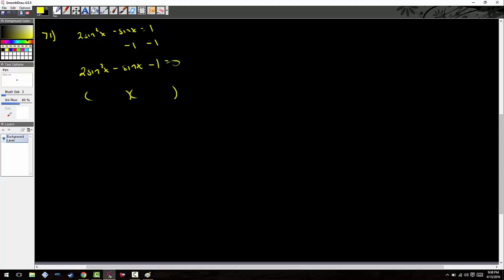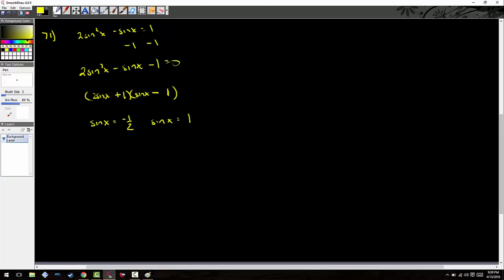I'm going to factor this thing. I get 2 sine x, sine x. The only numbers I can multiply to become 1 are 1 and 1. I'm trying to create a negative 1 in the middle, so it looks like I'm going to go minus on the right, plus on the left. So I am looking for where sine x equals negative 1/2 and sine x is equal to 1.